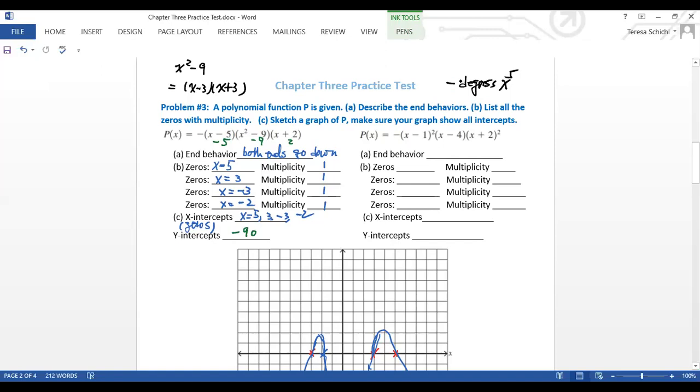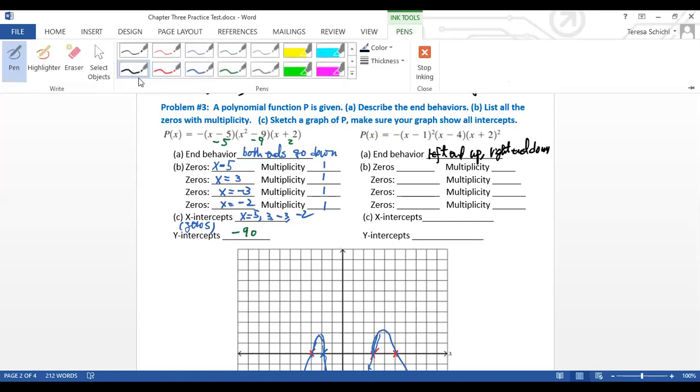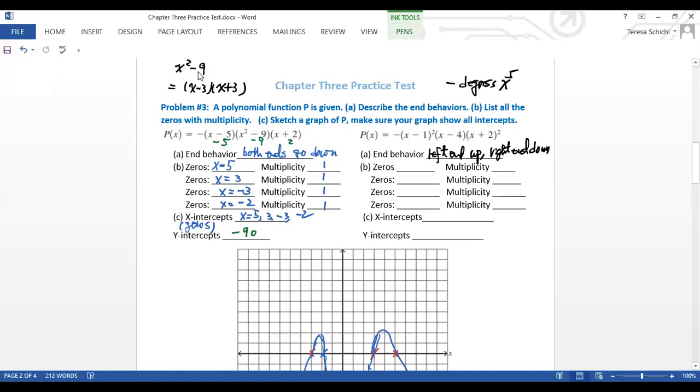So I know the negative sign will flip it. So what is the end behavior here? Your left end goes up and the right end goes down, right? We know that if the leading coefficient is positive, then my right end will go up and the left end will go down.